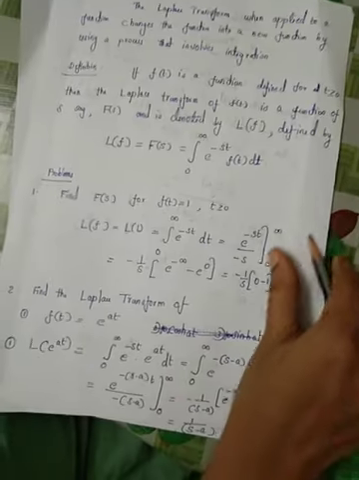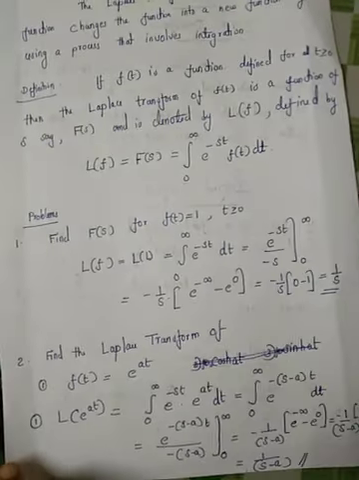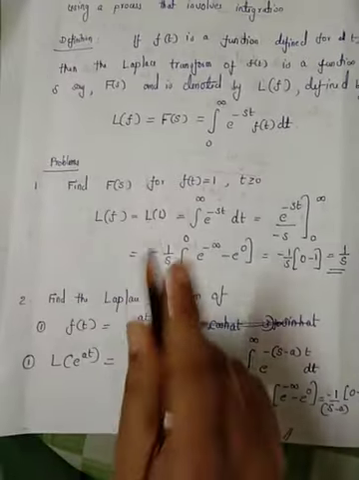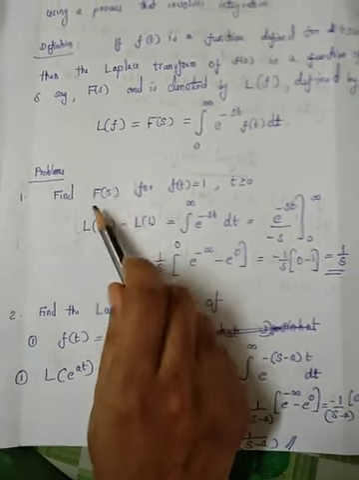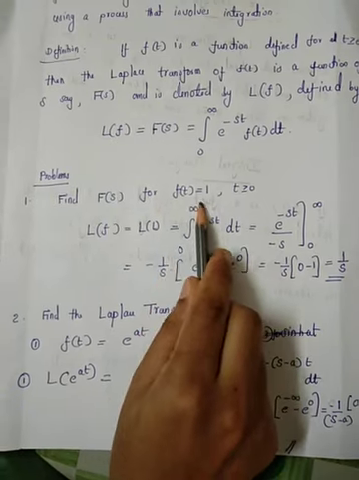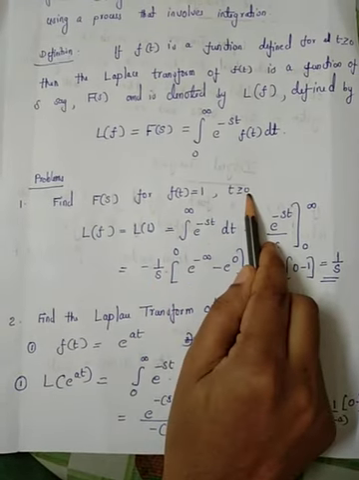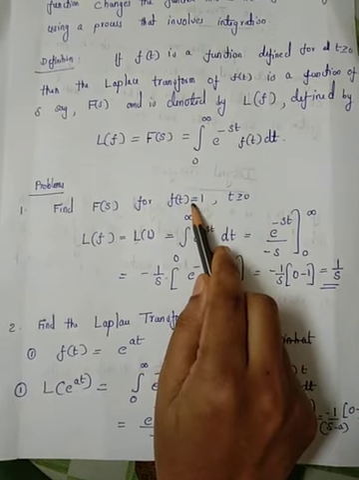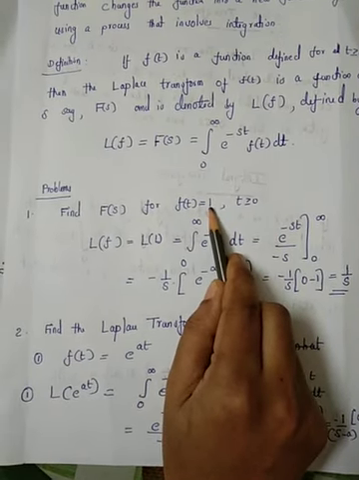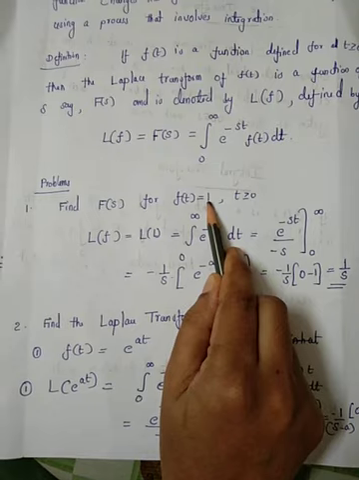So, next is some problems. First question is find F of s. That means we have to find the Laplace transform. Find F of s for f of t equal to 1 where t is greater than or equal to 0. That means we have to find the Laplace transform of f of t, that is the Laplace transform of 1.